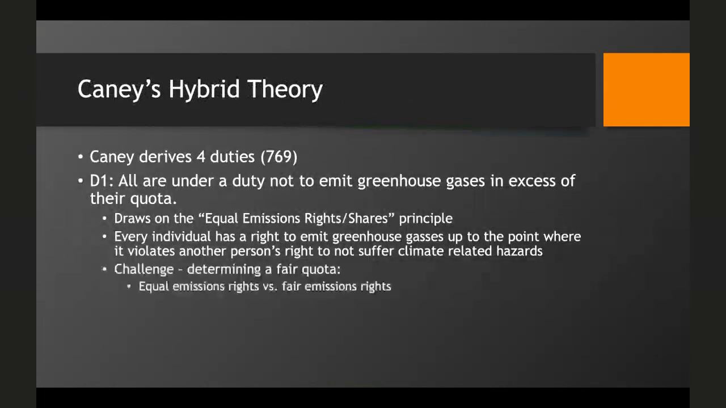Now, the challenge, of course, as Caney admits and doesn't really resolve, is determining what a fair quota is. Is this going to be equal emissions rights? Does everyone get, we take the remaining carbon budget and we divide it up among the 7 billion people on Earth? Or are we going to adjust these emission rights based on socioeconomic status and concerns of global justice? Caney doesn't really resolve this question in this article. In other pieces, he opts more towards this fair emissions rights question rather than just equal shares of emission rights. I'm happy to share those articles with you if this is something of interest to you.